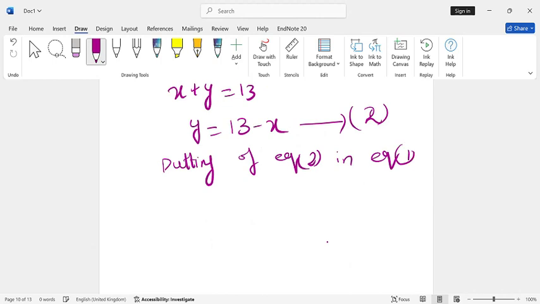So what is the value? We have equation 1: 32 equals y minus 3. So the value of y, we have 13 minus x, and minus 3. Okay, because this is the value of y, and this is minus 3, okay? I am writing it like that.